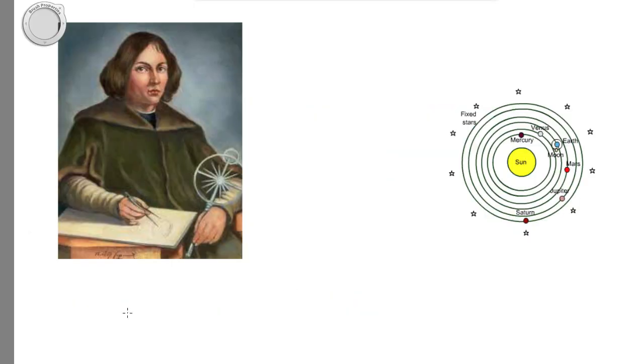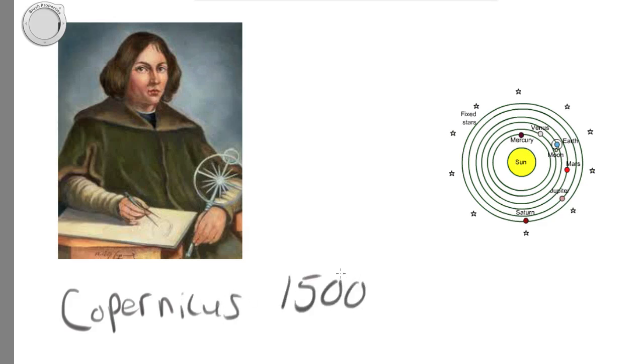Well, now we're going to jump quite a bit of years and go to our next scientist, and that was Copernicus. So Copernicus lived around 1500, and he was very controversial at the time, and the reason is shown here in this model. This is the heliocentric model that he came up with. Helio meaning sun, centric meaning center, so sun-centered.